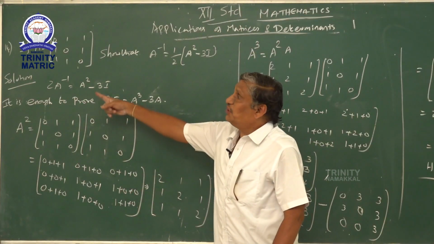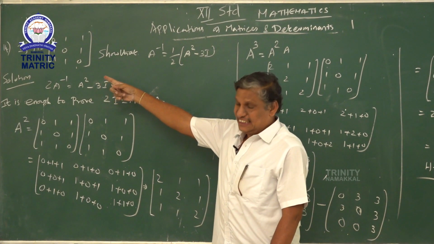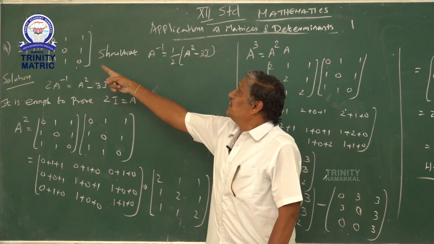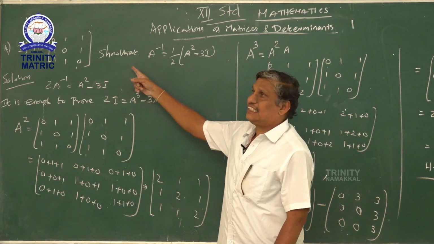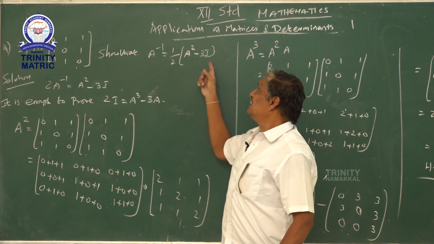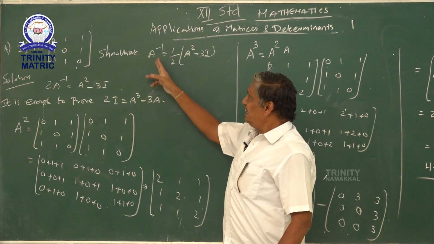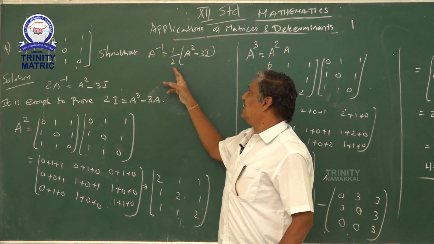Dear students, now we are going for the last sum of exercise 14. What is the given matrix? A is equal to 0, 1, 1, 1, 0, 1, 1, 1, 0. We have to show that A inverse is equal to 1 by 2 into A square minus 3I. We can find A inverse separately and then A square minus 3I and halve it.